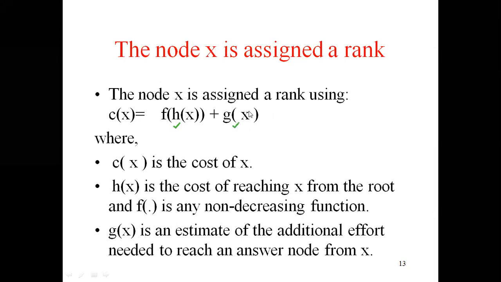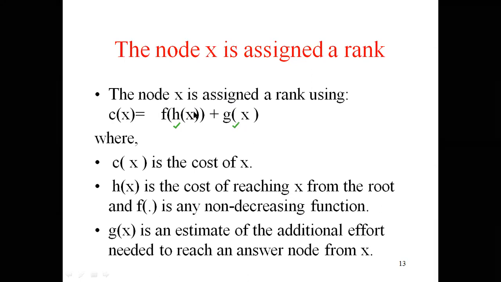g of x is the estimate of the additional effort, or additional cost. f of h of x is the cost of reaching x from the root node. This is already calculated, the effort is already spent. So this you can't change, but we need to minimize g of x, the second function.